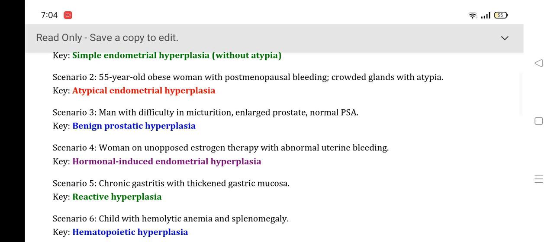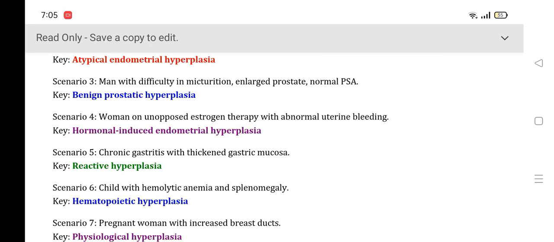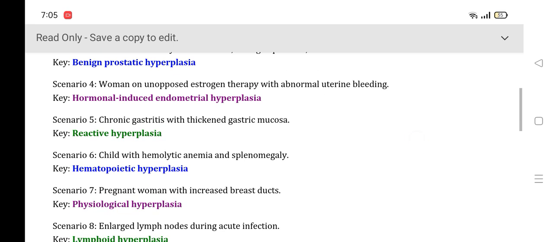Now the third scenario is a male with difficulty in micturition and enlarged prostate with normal prostatic specific antigen levels. If the prostatic specific antigen levels are normal, then it means it is benign prostatic hyperplasia. Then a woman who is on unopposed estrogen therapy with abnormal uterine bleeding. So it means it is basically hormonal induced endometrial hyperplasia, as in case of polycystic ovarian syndrome. Then the next question is chronic gastritis with thickened gastric mucosa. So again it is basically hyperplasia, and that is reactive in response to the increased acid exposure.